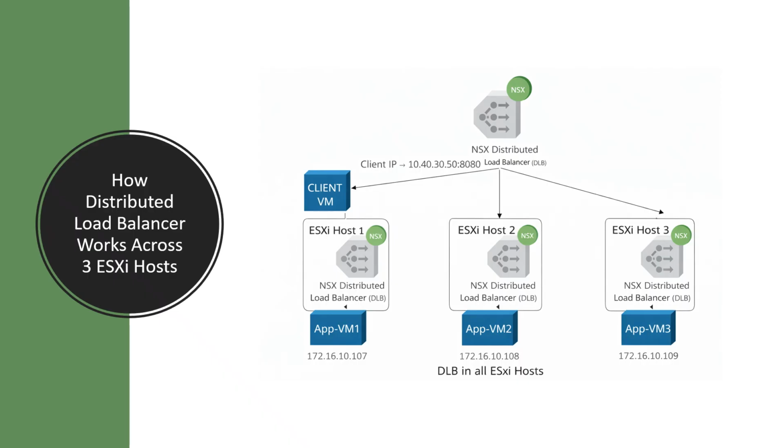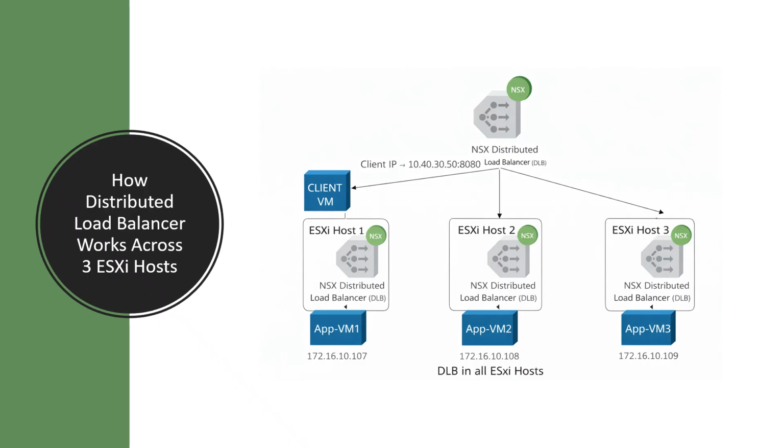Now think about vMotion. In production, we will be enabling DRS, and DRS will do the vMotion, right? If the client VM moves from ESXi host 1 to ESXi host 2, what happens? Nothing is going to break here. Now ESXi host 2 starts making the load balancing decision using the same logic and the same configuration. There is no failover, no re-election, and no disruption related to a leadership concept. This is exactly why VMware calls this a distributed load balancer.